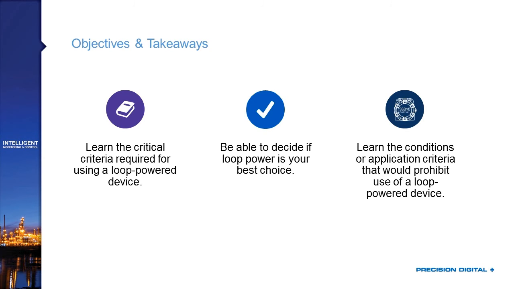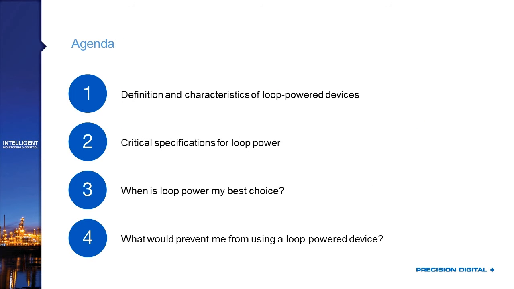So how are we going to do that? Well, let's take a look at today's agenda. We're going to define the characteristics of loop power meters, both define the terms that you're going to be hearing when we talk about them, but also discuss a bit what the features and standard defining elements are of a loop-powered device. We're going to talk about those critical specifications I spoke about a minute ago, what those things are you need to be able to look at and understand to really be able to design this into your application solution. We want you to know when loop-powered is your best choice, and we want you to know when loop-powered is something you may want to avoid because it's going to limit you in some way in your application.